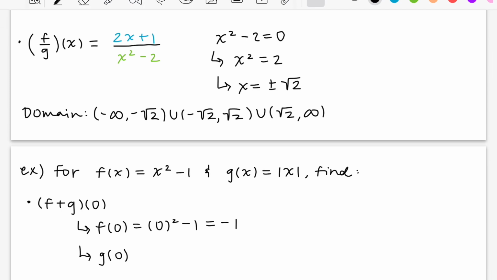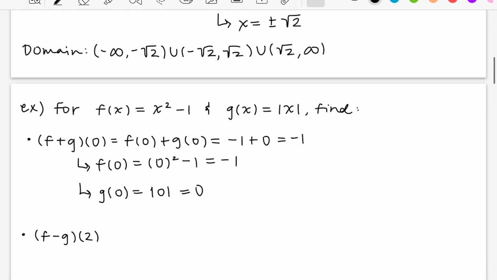And then for g of 0, plugging it into the absolute value, we just get the absolute value of 0, which is just 0. Okay. So now what we'll do, because we know that this is going to be the sum of our functions evaluated at x, and in this case x is 0, we can just add these together. So we'll get minus 1 plus 0, so we'll just get 0.